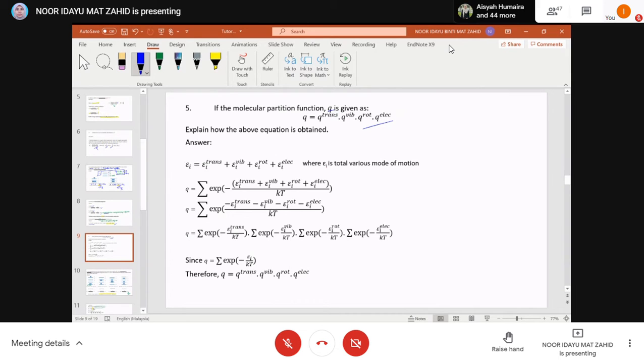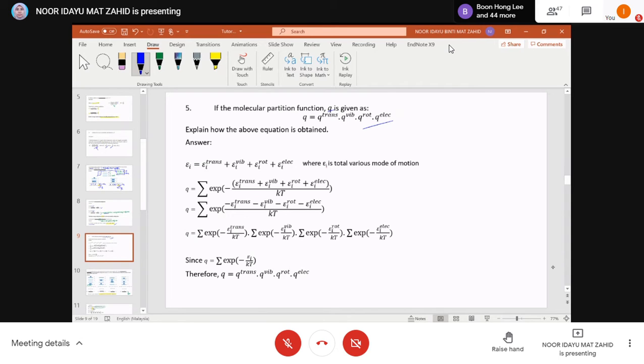Okay, and again it depends on the molecules itself. As the temperature increases, it will start to have vibrational motion, and then depending on the molecule, it will have rotational and electronic. So most of the time, it will have just the translational mode of motion. But to go back to this question, how to prove this relationship?